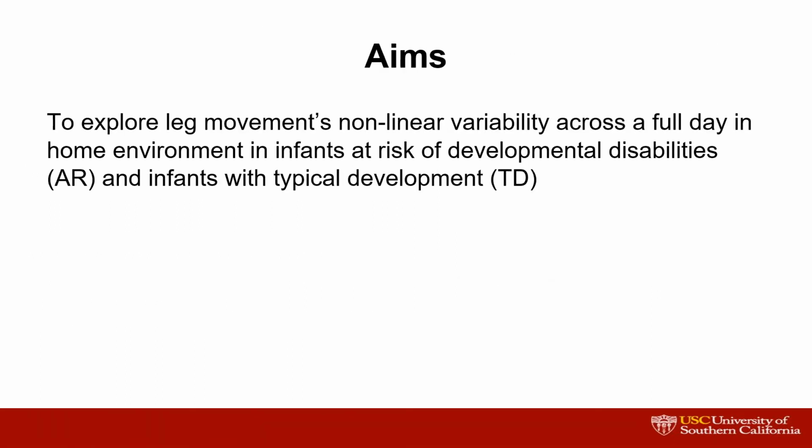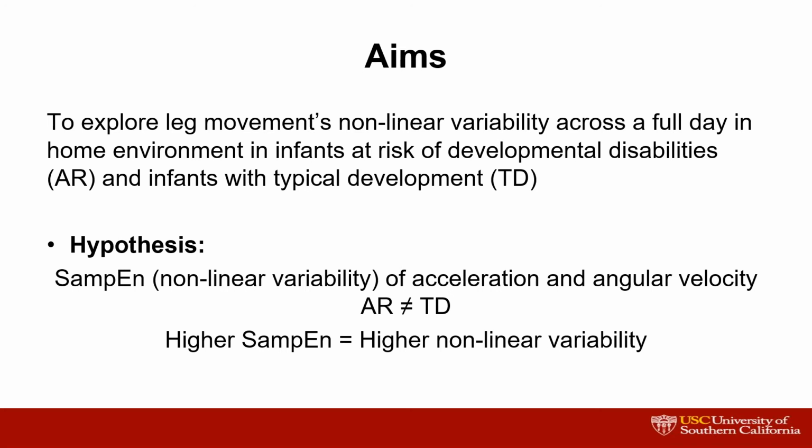Our aim for this study is to explore leg movement's nonlinear variability across a full day in the home environment in infants at risk of developmental disabilities and infants with typical development. We hypothesize that the sample entropy of acceleration and angular velocity is different between the two groups. We interpreted higher sample entropy as higher nonlinear variability.